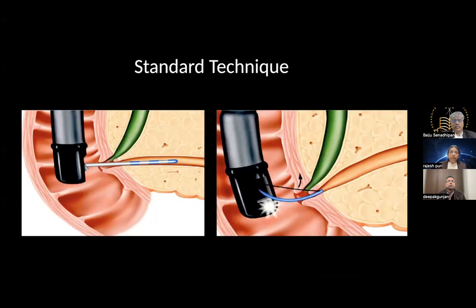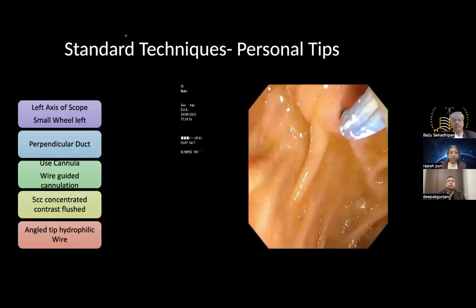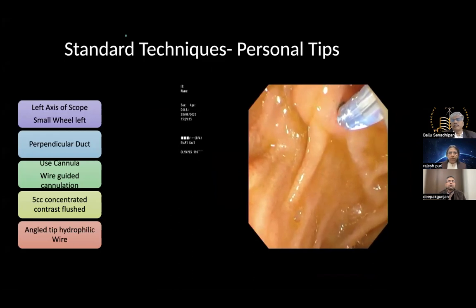So this is the standard technique when you use the cannula. It is perpendicular to the duodenal wall. You introduce at around 1 o'clock position. And for the bile duct, once you engage into the ampulla, ask your assistant to bow the sphincterotome, so it will direct towards the bile duct. Now, I will show you the technique.